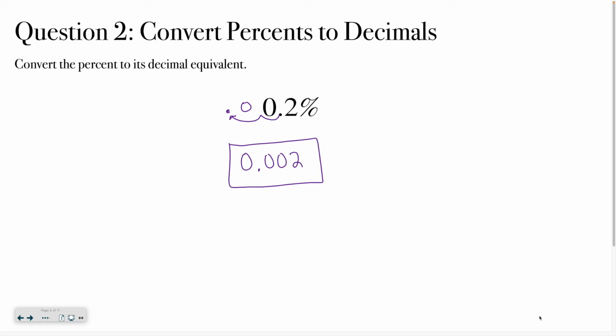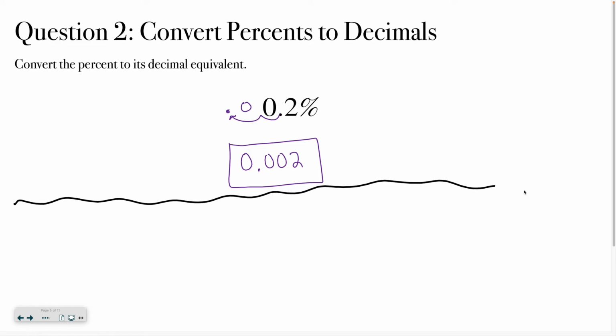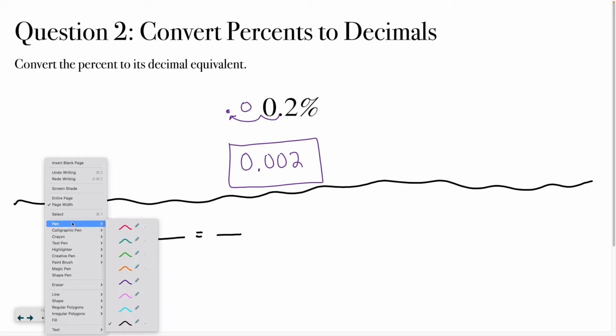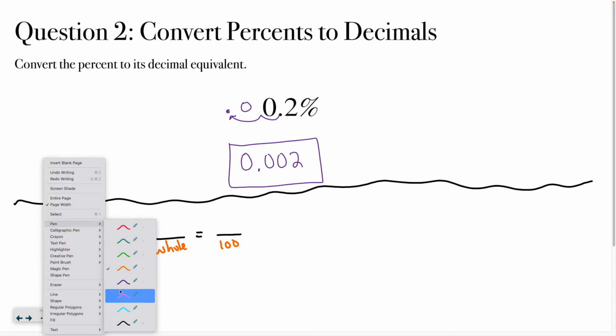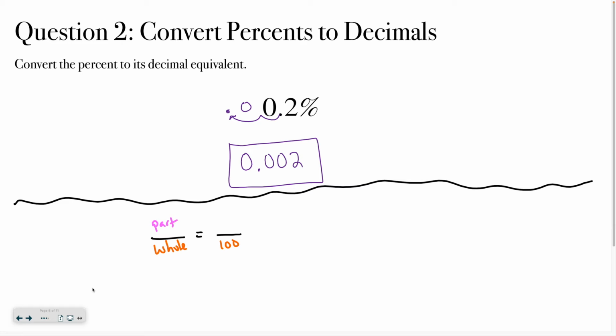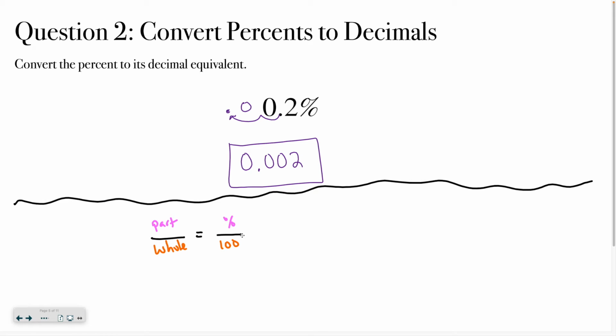All right, now we get to finally take a look at the percent equation. And before I do that, I'm actually going to introduce that percent equation on this page, okay? So if we think about what we've been doing, right? We've been doing the whole, and we've been doing part over whole, and then we have our percent, right, over 100.